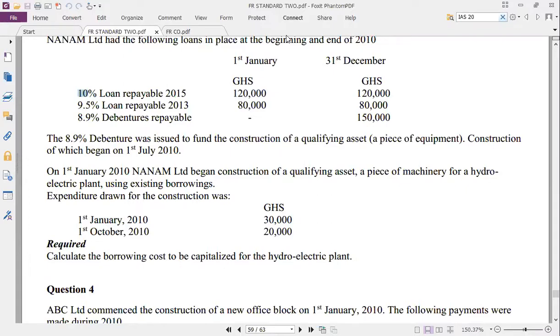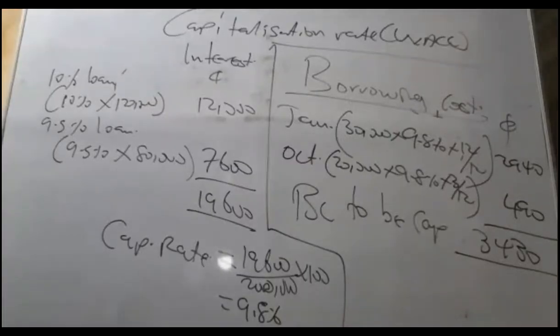Cool. So that is it. So therefore it will be what? 53,430. Good.